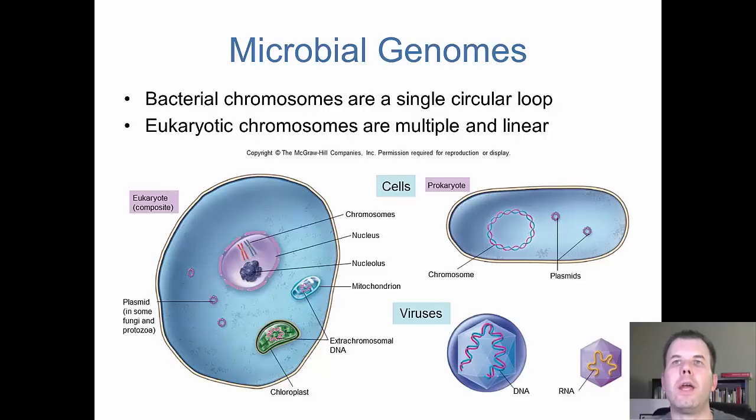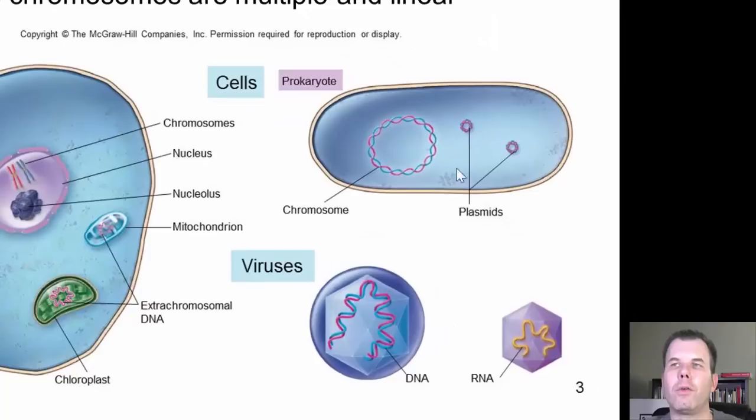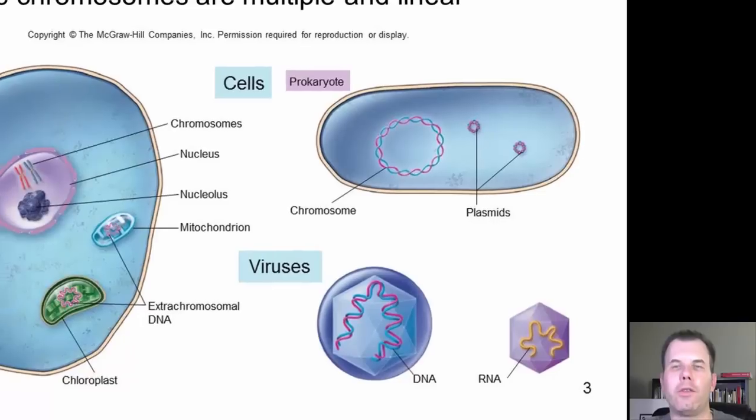Okay? When we look at bacterial chromosomes, they are a single circular loop. And so if we look at the prokaryote over here, you can see this is a single loop of double-stranded DNA, roughly between 4 and 5 million base pairs. Again, some are bigger, some are smaller, depending on what we look at, and it's one loop.